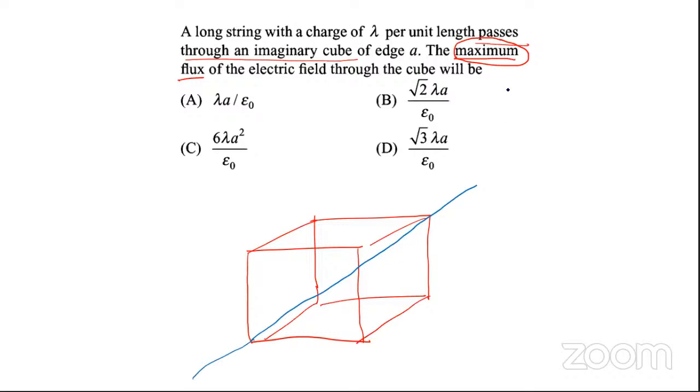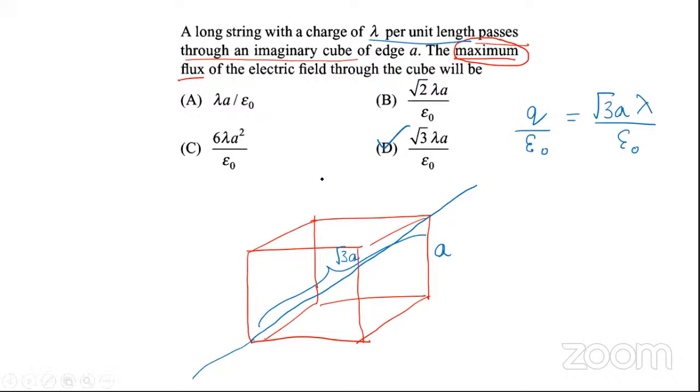And how do we find the flux? Flux is calculated as total charge enclosed upon epsilon naught. So what is the total charge enclosed? We have the density as lambda per unit length. So what is the length of the diagonal? If the side of the cube is A, then the length of the diagonal will be root 3 A. So the total charge will become root 3 A multiplied by the density, upon epsilon naught. So the answer will be D.